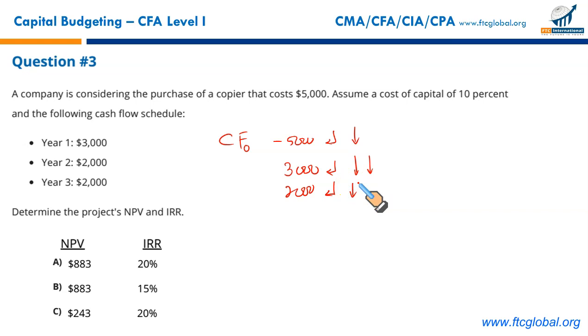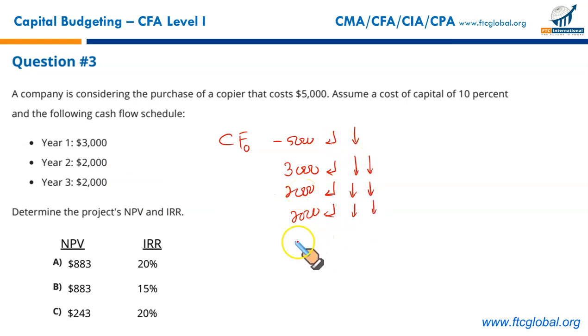The system will ask you how many 2,000s we have. In years 2 and 3, you can either write 2, enter and down arrow key, or you can simply take this 2,000 as the third year cash flow as well. It will work both ways.